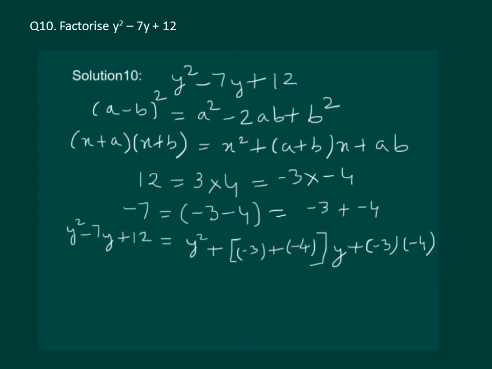Hence we get this equal to (x plus a) into (x plus b). So instead of x we will write y, since we have y as the variable. A we are taking as minus 3, and similarly we will get y minus 4, and these cannot be simplified further, and they are the product terms. So that means y minus 3 and y minus 4 are the factors of y square minus 7y plus 12.